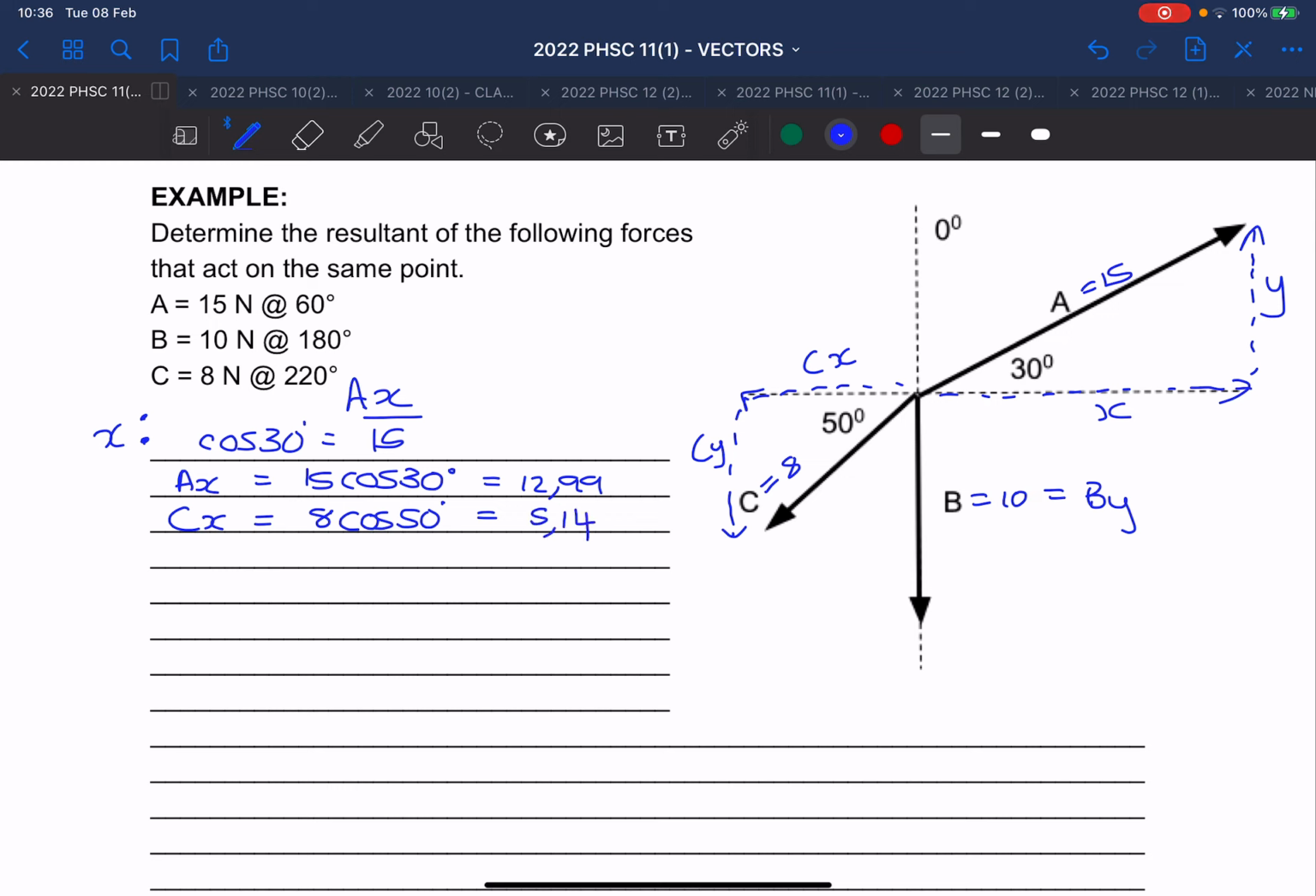Okay. But. A big but. Can you see that this X goes to the right, this X goes to the left? They go in opposite directions. So at the end, when I add all the X's together, I can't just add them together because they're in opposite directions. I must subtract them from one another. Okay? And to be able to subtract them, I must do what? I must choose something.